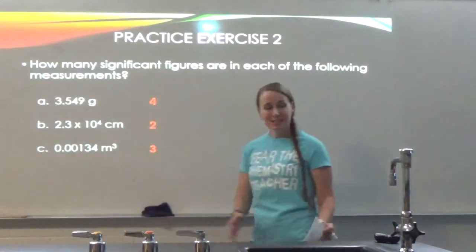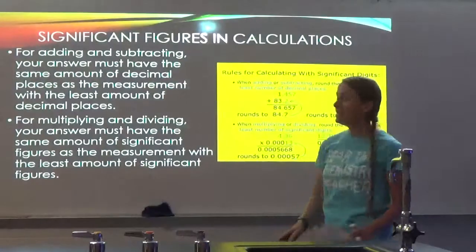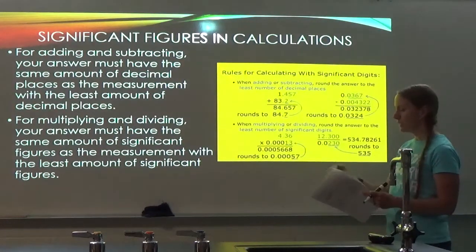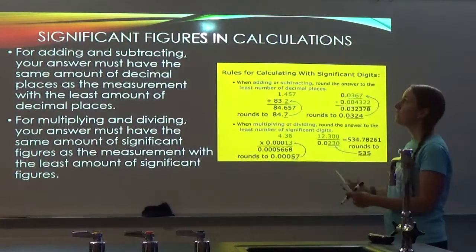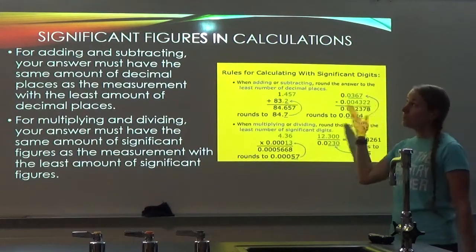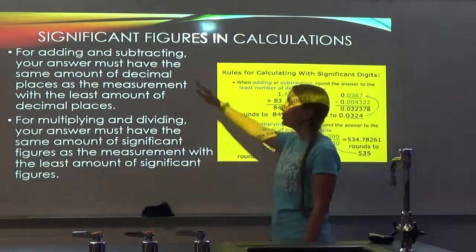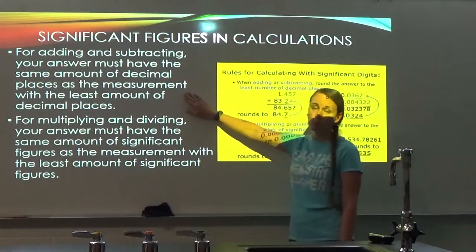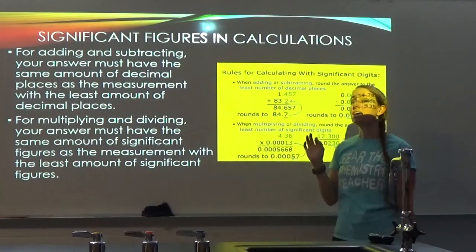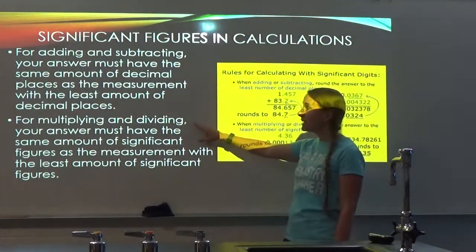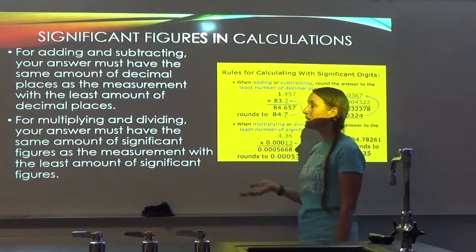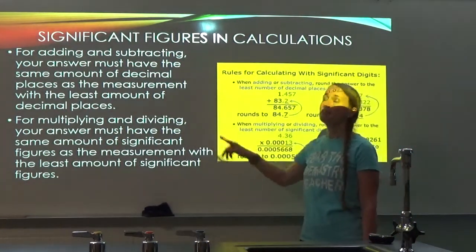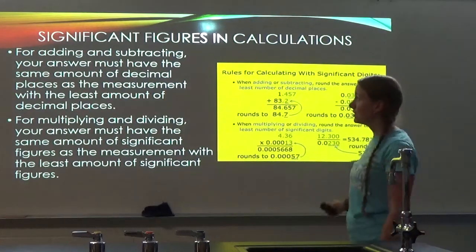All right, so picking significant figures, hopefully, is very easy for you, but it's the calculations that make them a little trickier. Go ahead and flip my page so I'll be ready for all this math we're about to do. So, when you add and subtract numbers, your answer must have the same amount of decimal places as the measurement with the least amount of decimal places. So remember, when we add and subtract, we're counting decimal places. For multiplying and dividing, your answer must have the same amount of significant figures as the measurement with the least amount of significant figures. So when we multiply and divide, we're counting significant figures.